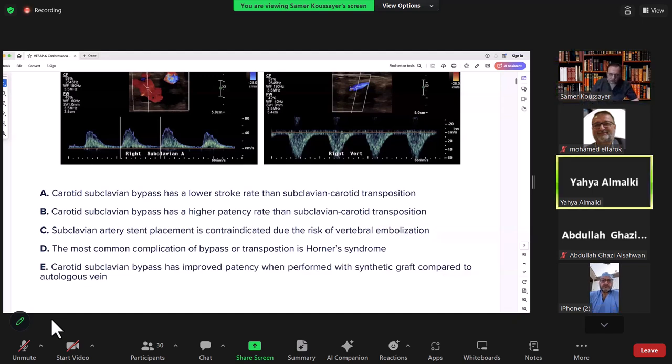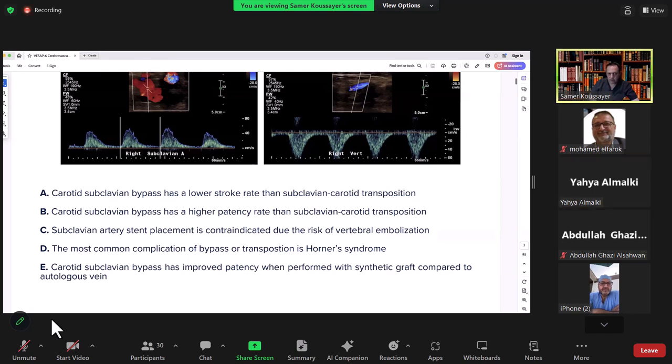Okay, Dr. Samer. Subclavian artery stent placement is a contraindication due to risk of vertebral embolization. Not really. It's not a contraindication. I said it's difficult to answer this one because you don't see images, as Dr. Omar said. But in general, it's not a contraindication. Now stenting is even the first line of treatment. The risk is very low, especially in a case like this because, as Ahmed Rafat said, you have a retrograde flow, a reversed flow. So you're already protected. You're not going to get vertebral embolization, especially in this situation. So it's very safe.